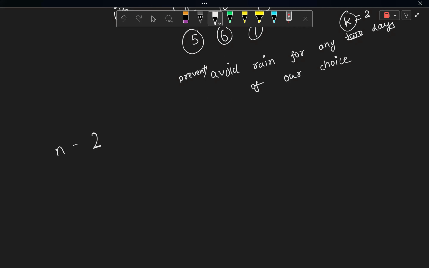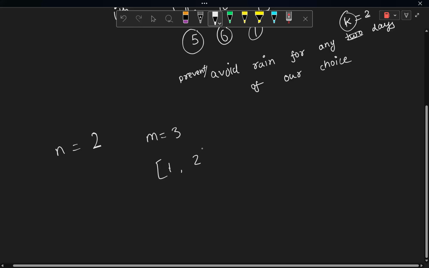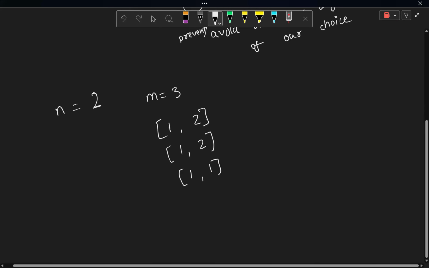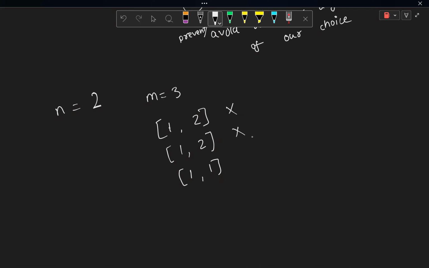So let's take the number of cities as 2, and the number of days when it would rain as 3. On the first day, there would be rain in cities 1, 2. On day 2, there would be rain in cities 1, 2. And on day 3, city 1 will have rain, so only city 1. What we can do in this case is avoid the first rain and the second rain. So only the third rain will happen, and it will happen on city 1. So city 2 will be dry.